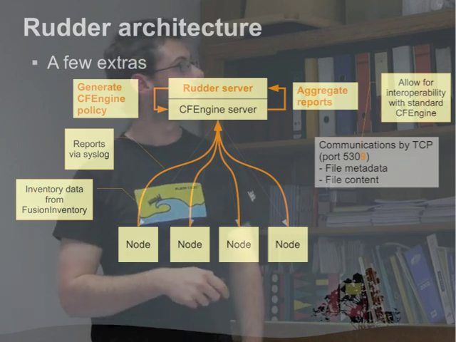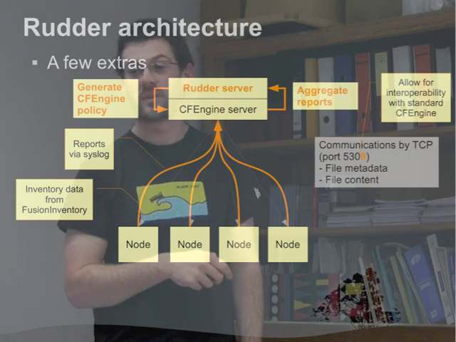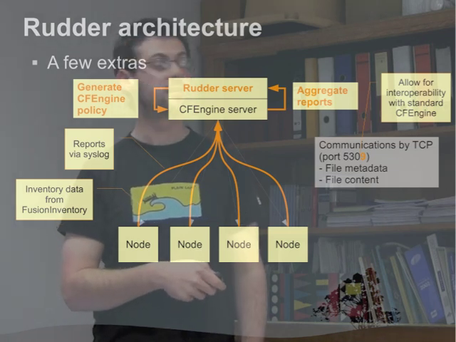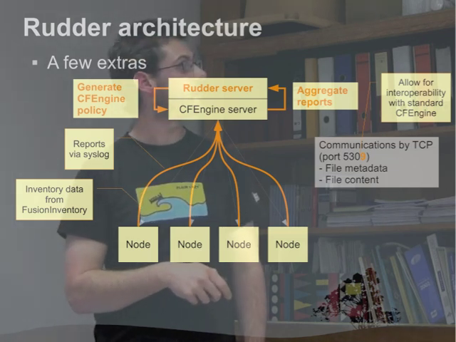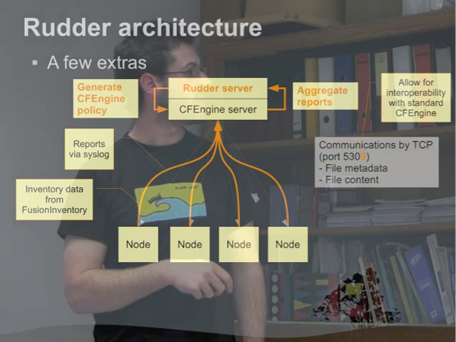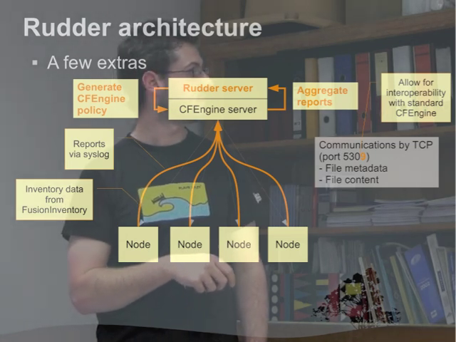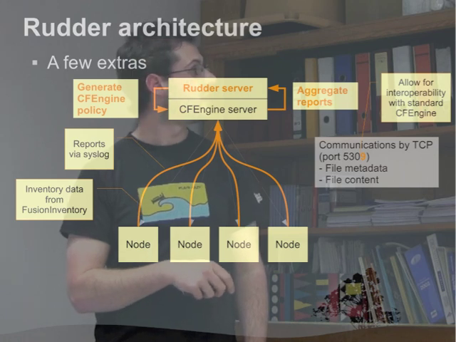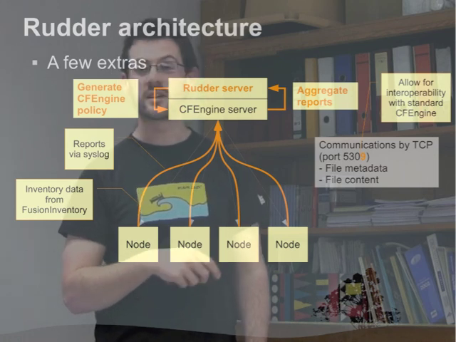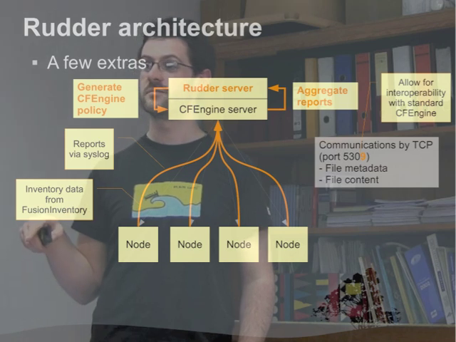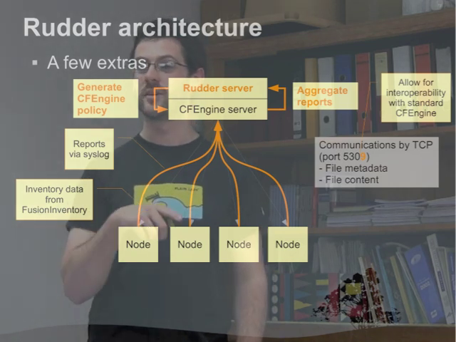Obviously, on the CFEngine server, we add our own code on top, the Rudder server, that generates the policy. And on the nodes, we bring up some extra data. So we bring up the inventory data, and we bring up reports. And we currently actually send those reports to syslog.